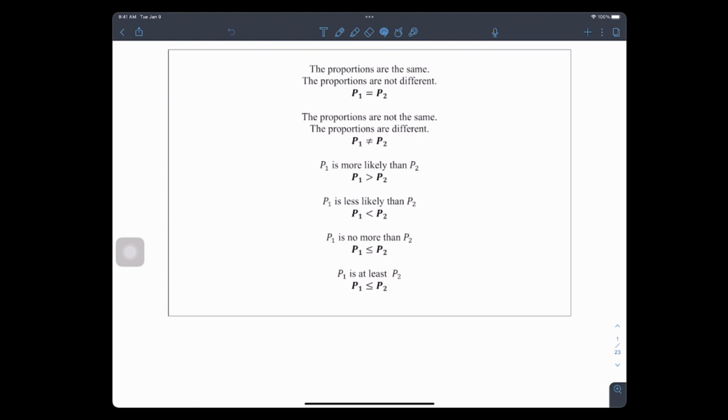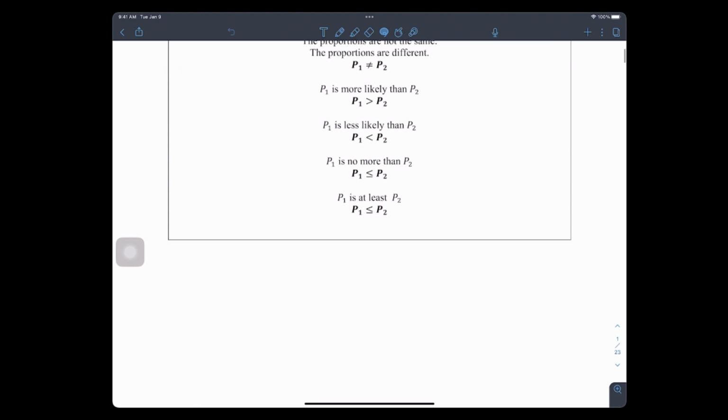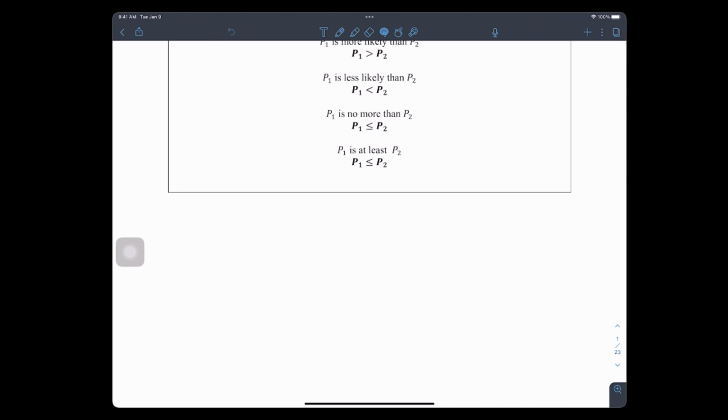Okay, so here's the language I put as a kind of summary in those notes. Proportions are the same, proportions are not different: P1 equals P2. Proportions are not the same, proportions are different: P1 not equal to P2. P1 is more likely than P2. P1 is less likely. P1 is no more than P2.